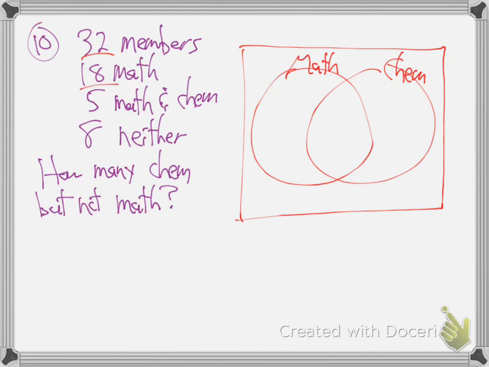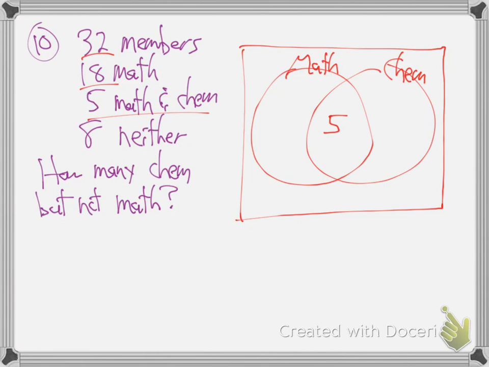18 math. Can I put 18 right there? No. Is everybody good with that? Whatever goes here, maybe 10 and 8 or something, those two together have to make 18, because together they're the whole math area, right? Got the hang of that? So, 5 math and chem. Can I put that somewhere? Yeah, that's right in the middle. You always keep going until you find something you can just put straight in. 5 are taking math and chem, so they're in both circles. They're the overlap.